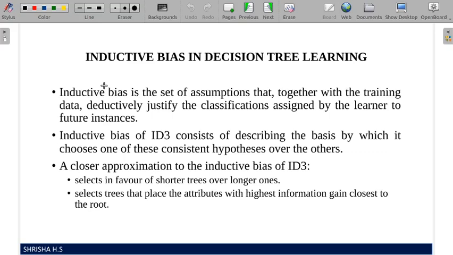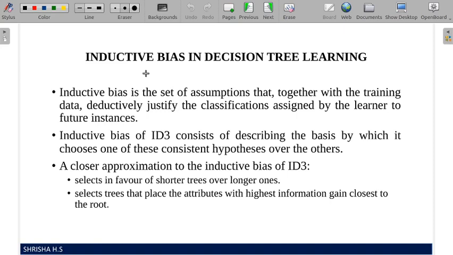The second point makes it clear. Inductive bias of ID3 consists of describing the basis by which it chooses one of these consistent hypotheses over others. So there are many hypotheses. On what basis does our ID3 algorithm choose a particular type of hypothesis among all hypotheses available? That's the study of inductive bias. On what basis a particular hypothesis is constructed by ID3 among all the available hypothesis space is given in point 3.